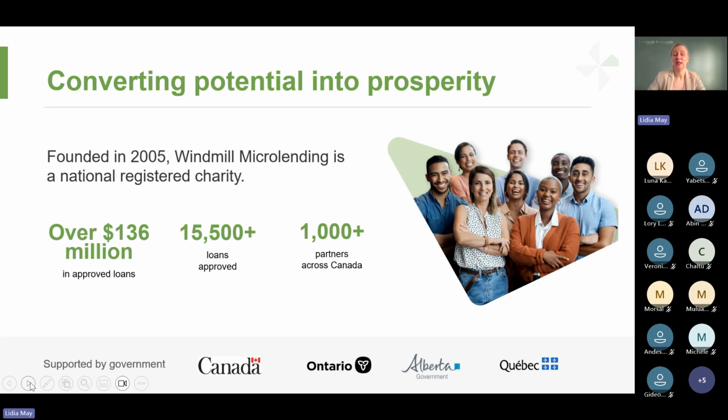So since then Windmill has become a national organization, even though it started in Calgary. Now we work with clients from all over Canada. Here you can see that we are funded by the federal government, and by the governments of Ontario, Alberta, and Quebec. You don't see Manitoba here, but for you it doesn't matter. It basically means that we don't have a lot of money from your government, but still we can work in Manitoba and help all of the people who live there who might be eligible for our program.